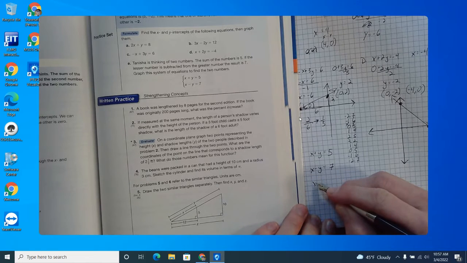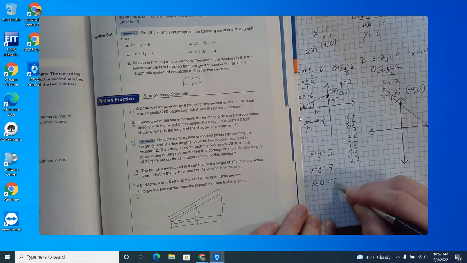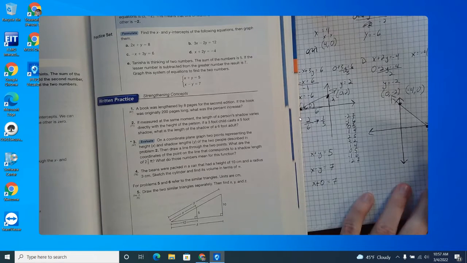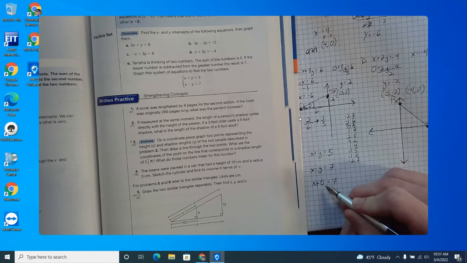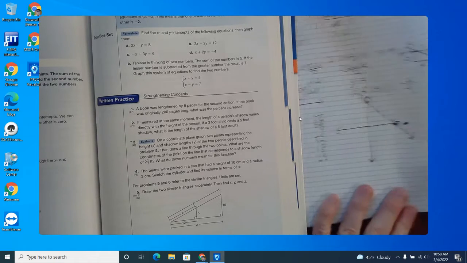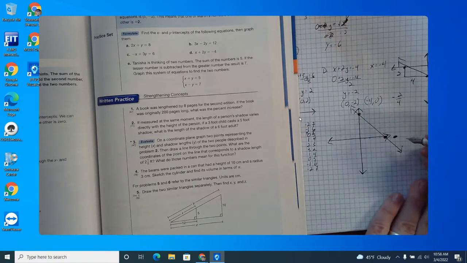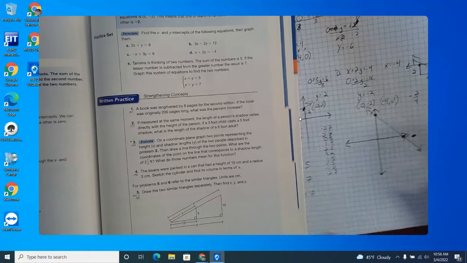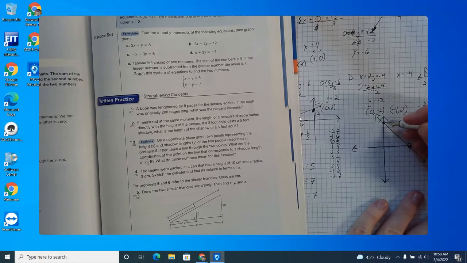Now my second line, x minus y equals 7. If y is 0, x minus 0 equals 7. Okay, so that means actually this line needs to go further. If y is 0, x is 7. So 1, 2, 3, 4, 5, 6, 7. And if x is 0, then y is 7.